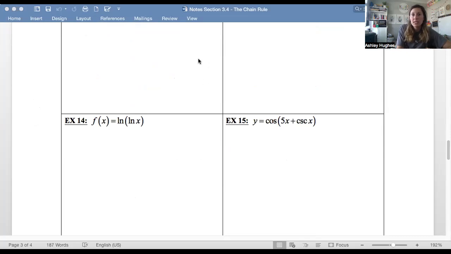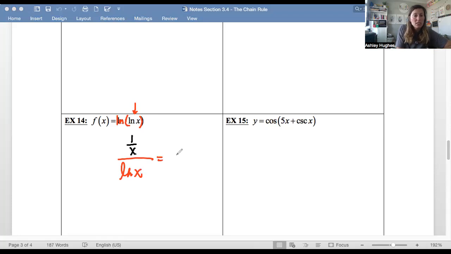This one is tricky because it's natural log of the natural log. We have the natural log on the outside. So how do I take the derivative of natural log of something? I take the derivative of this and put it over this. Well, what's the derivative of natural log x? The derivative of natural log x is 1 over x. So that's the derivative of this inside stuff. And then I put it over this. Derivative of the stuff over the stuff.